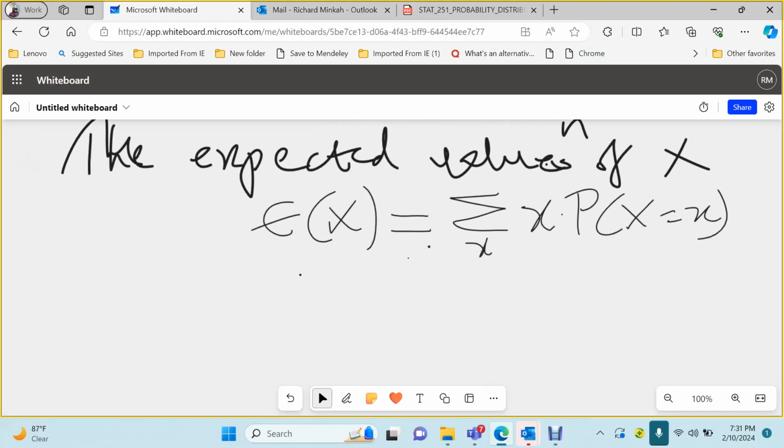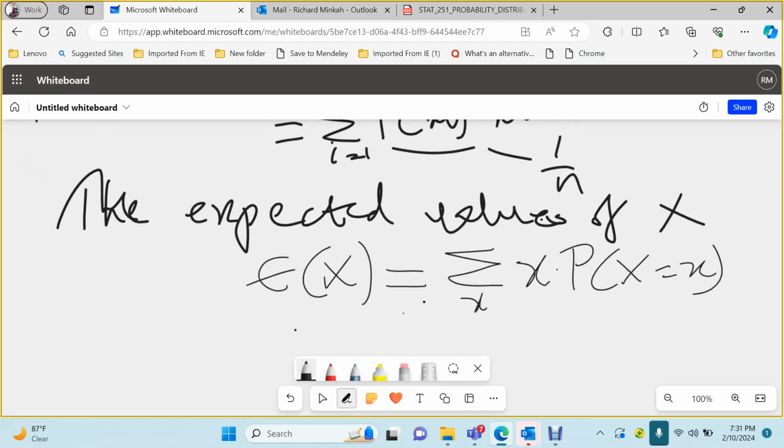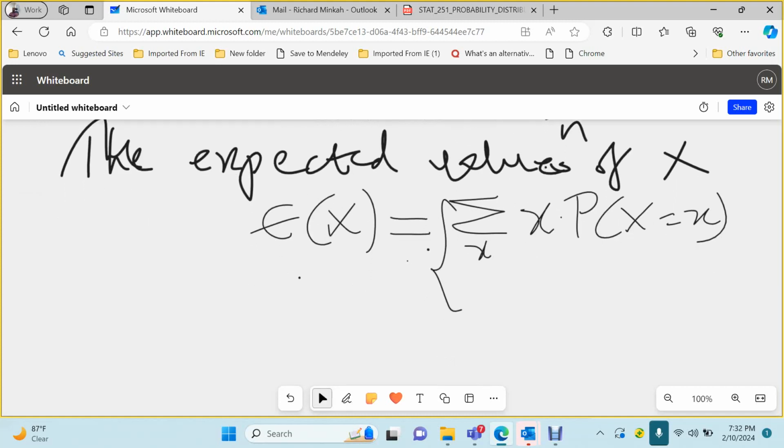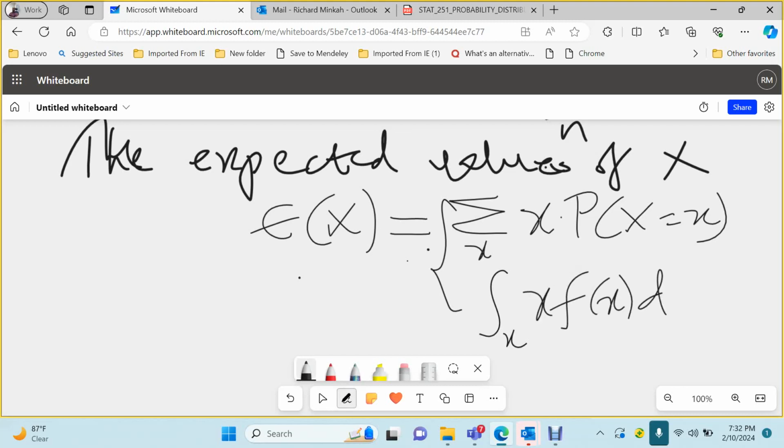Remember that this is for what? Discrete random variable. So I can also have what? A continuous random variable. In that case, if we have a continuous case, it will be the integral across all x of x times f of x dx. Is everybody okay?